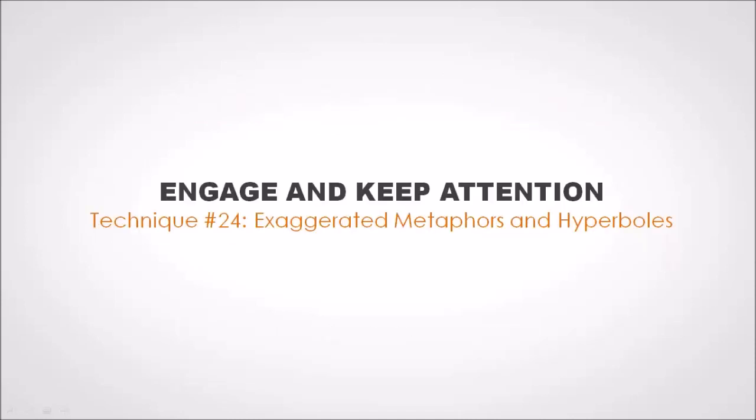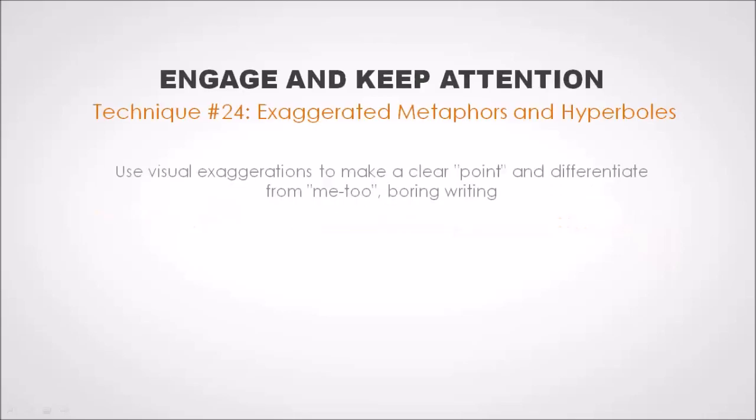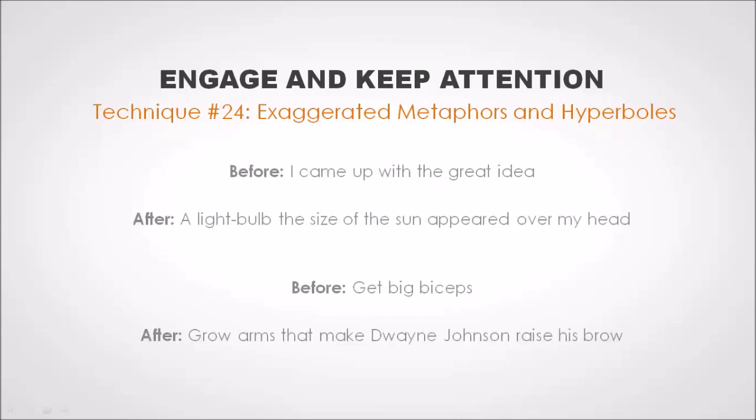Technique 24, exaggerated metaphors and hyperboles. You want to use visual exaggerations to make a clear point and differentiate from other me-too boring writing. Before, I came up with a great idea. After, a light bulb the size of the sun appeared over my head. Before, get big biceps. After, grow arms that make Dwayne Johnson raise his brow.